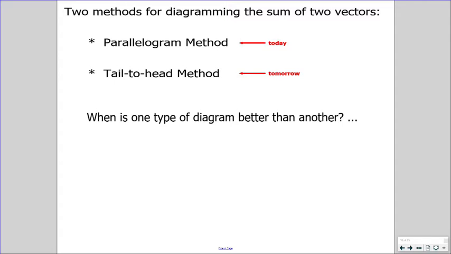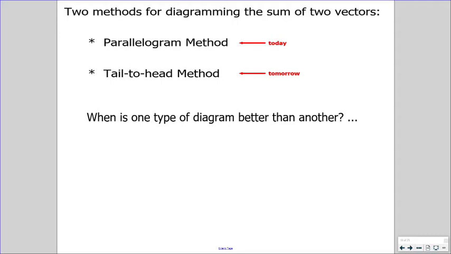So we're going to focus on two methods. The next 2 days, we're going to focus on two methods for summing two vectors. There's actually one more. There's a third method that we'll talk about later on in this unit. But we're going to focus on the parallelogram method today. And then tomorrow we'll talk about the tail-to-head method.